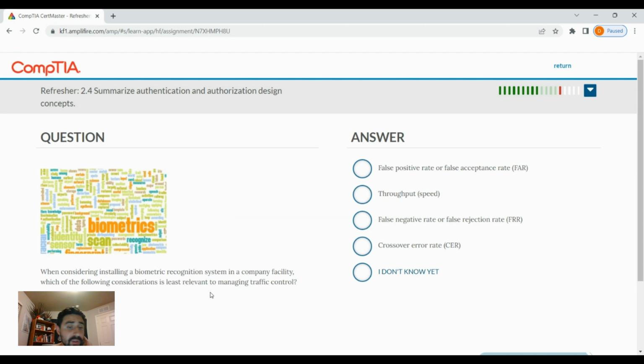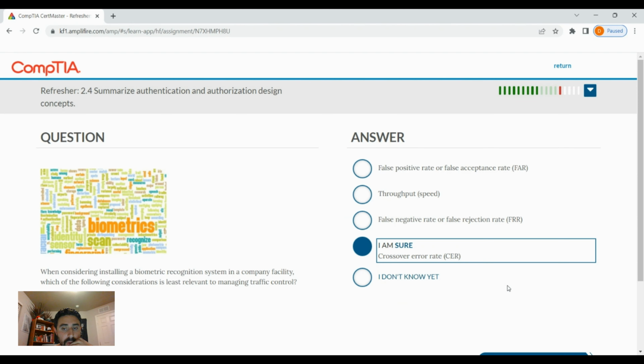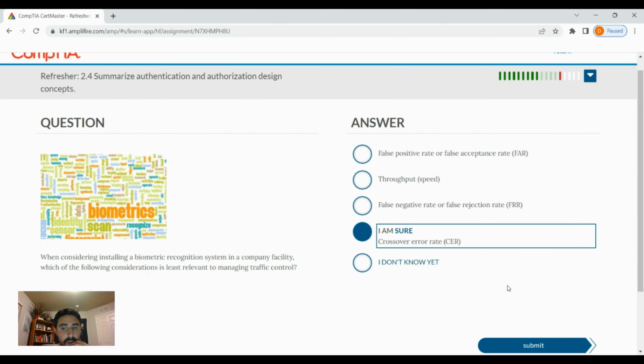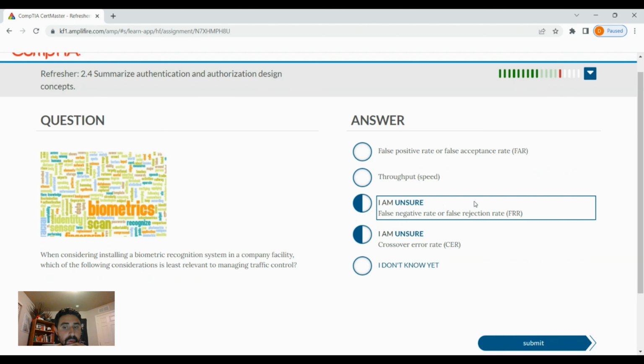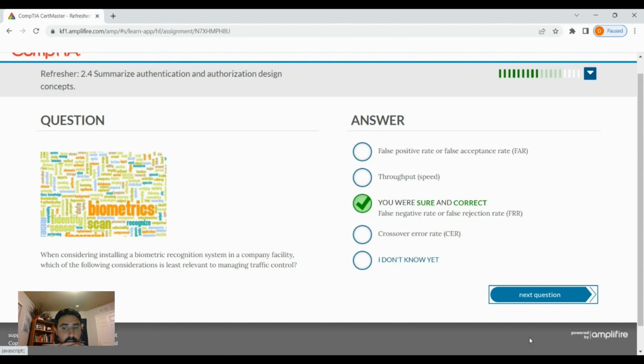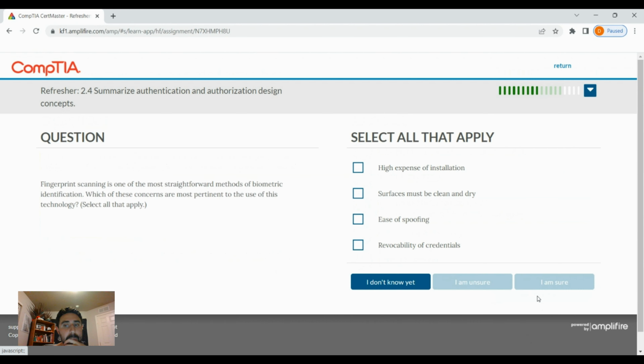So, when considering installing a biometric recognition system in a company facility, which of the following characteristics is least relevant to managing traffic control? It's going to be the crossover error rate. Oh, no. False negative rate. False rejection rate. Sorry. Yep, there we go.